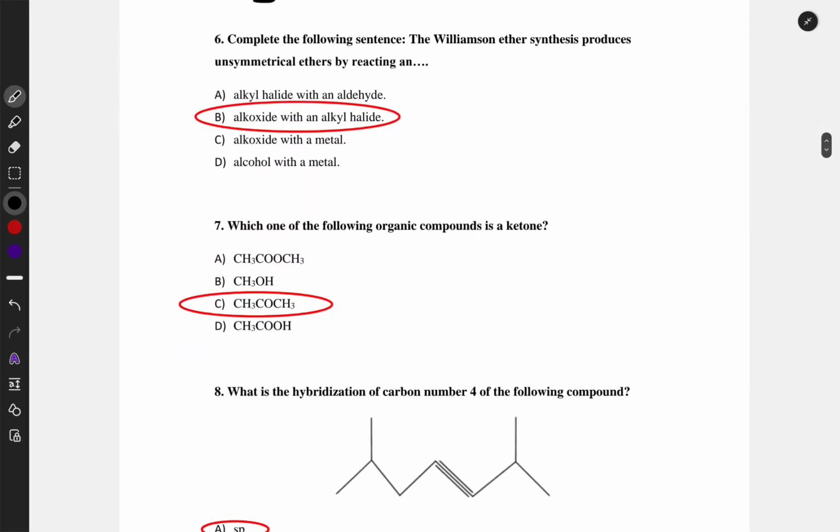So now we are at number 6, okay? So what is number 6 saying? Number 6 is saying the Williamson synthesis. Williamson synthesis, really? What do we have? Williamson synthesis, no aldehyde. How do we have that? Alkoxide and a metal? No. Alkoxide is what we get when we react an alcohol with a metal, okay? They say complete the following sentences. The Williamson ether synthesis produces ethers by reacting what?